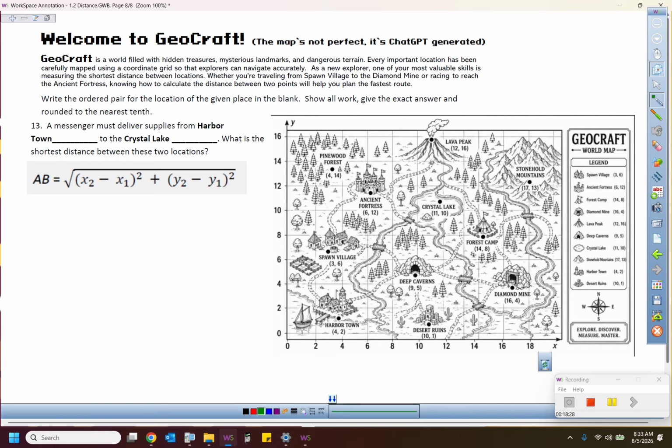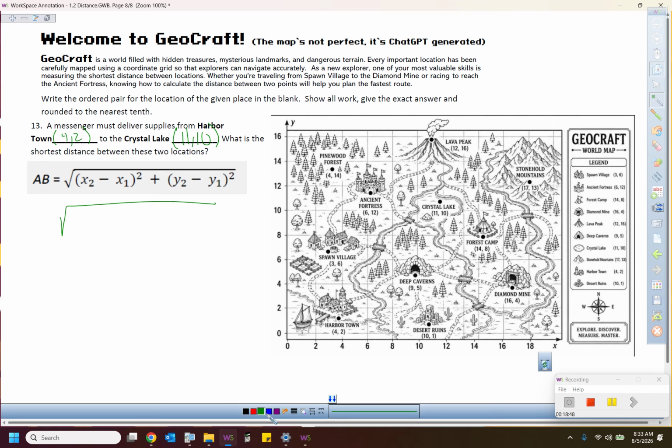And then let's do that again. A messenger must deliver supplies from Harbor Town. Let's find Harbor Town on the map. That's 4, 2. And then Crystal Lake is at 11, 10. And they ask, what is the shortest distance between those two? Well, it's going to be that straight line that we go across, so let's roll with it.